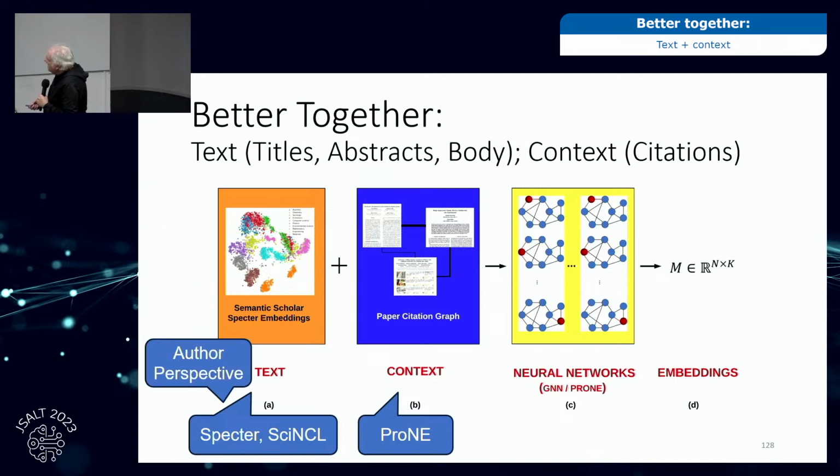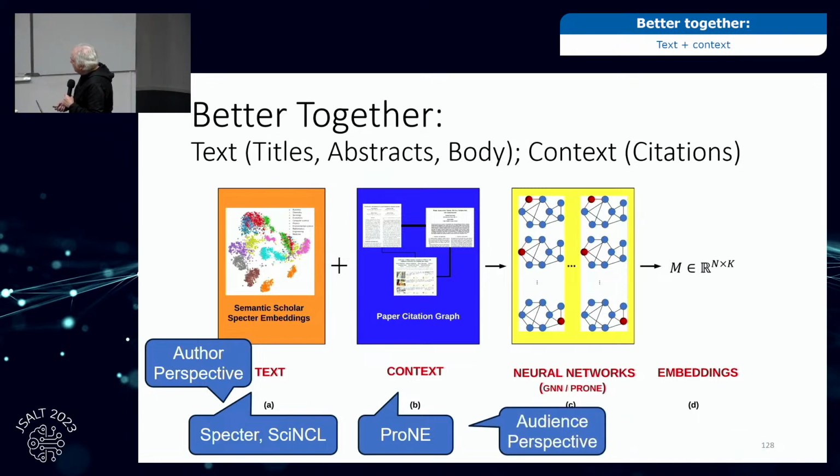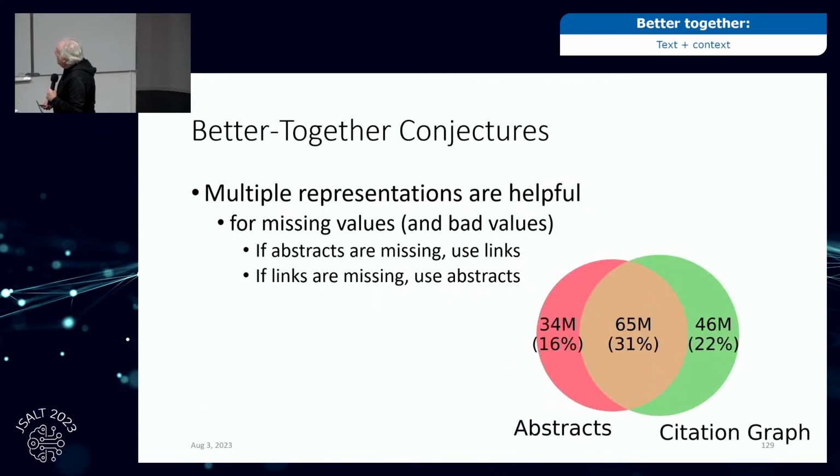Now, the text stuff tends to be the author's perspective, and the context is the audience perspective. I think Sanjeev covered that pretty well. One of the things, of course, we keep trying to emphasize is missing values. We have missing values everywhere you look. This picture of these circles only covers like 2/3 of the picture, because there's another third that doesn't have either abstracts or links. And one of the simple better together stories is use what you have.